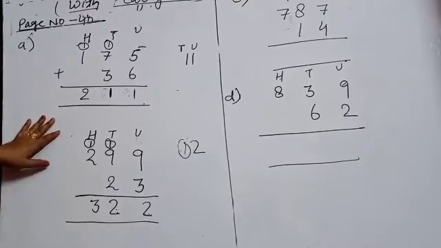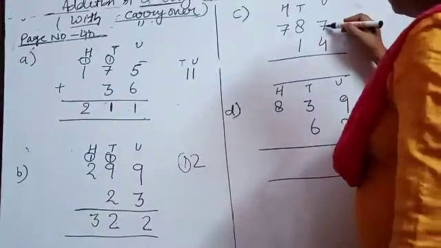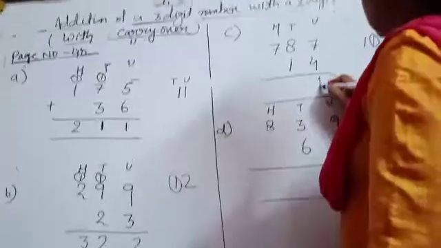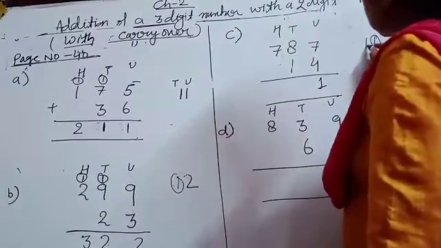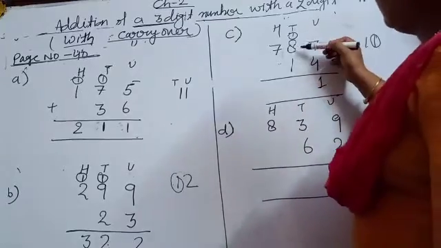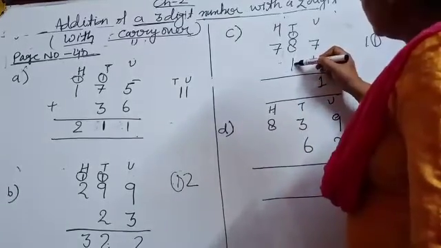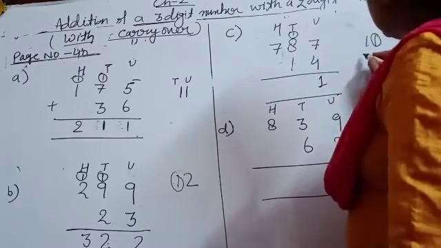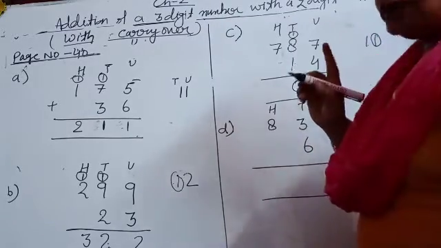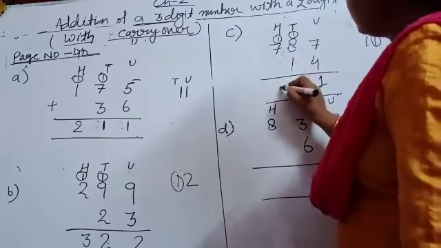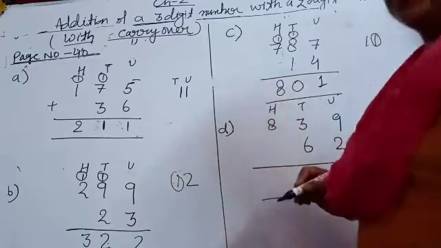See one more problem here. 7 plus 4 is 11. This 11, you will write in the unit place. Now this is the tens place. In the tens place, we have one carryover coming. So 8 plus 1 is 9, and 9 plus 1 is 10. So 10, again it is 0. Again we have 1 as carry, so that one will go here. So 7 plus 1 is 8. So it will become 801.